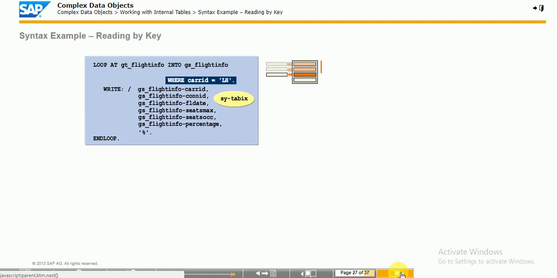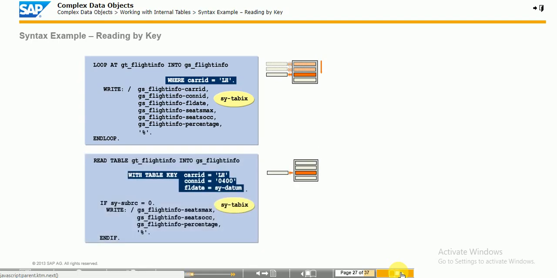While in the loop, restrict access to specific rows using the where addition. In the example, the system only processes those internal table rows in which the car ID field has the value LH. You can use the read table syntax in the figure to read a specific row of the internal table.